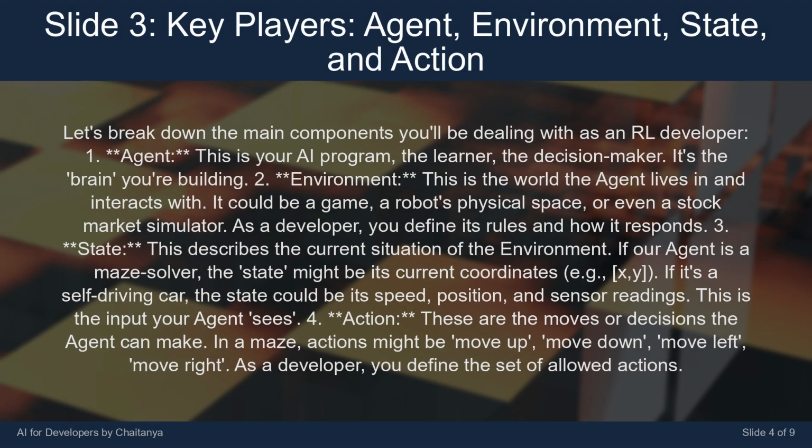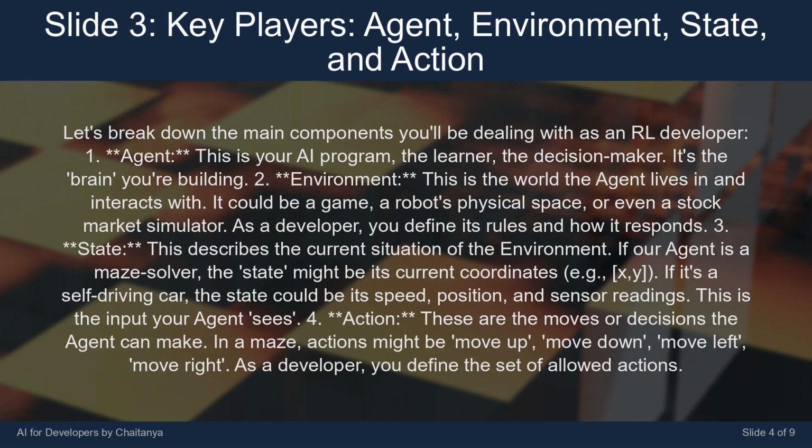Let's break down the main components you'll be dealing with as an RL developer. 1. Agent. This is your AI program. The learner. The decision maker. It's the brain you're building. 2. Environment. This is the world the agent lives in and interacts with. It could be a game, a robot's physical space, or even a stock market simulator. As a developer, you define its rules and how it responds.